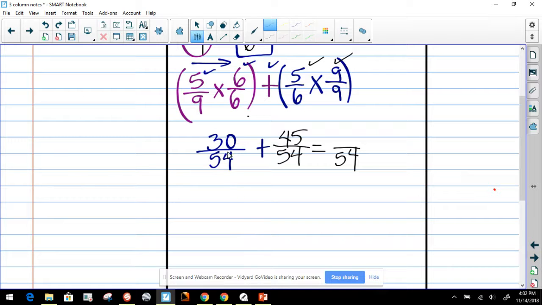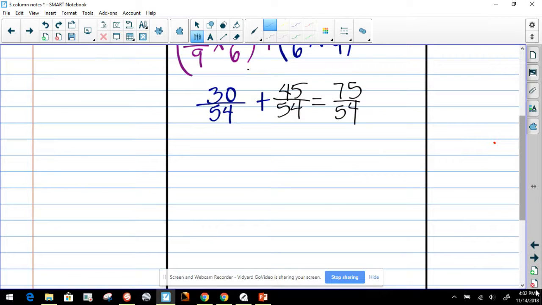And we're going to add 30 plus 45. And the answer is 75 fifty-fourths. Now, that is an improper fraction. When the numerator is bigger than the denominator, it's an improper fraction.